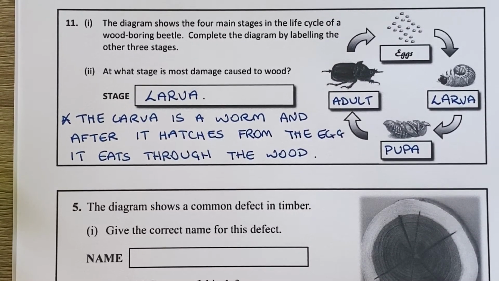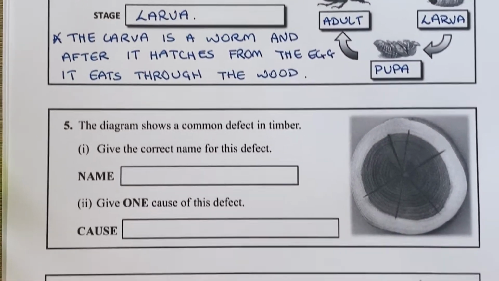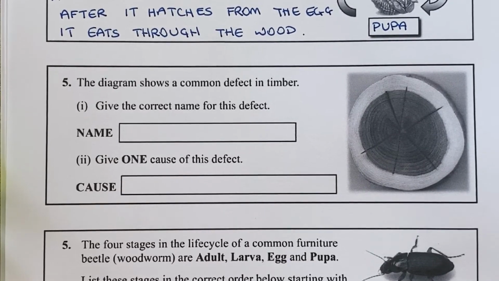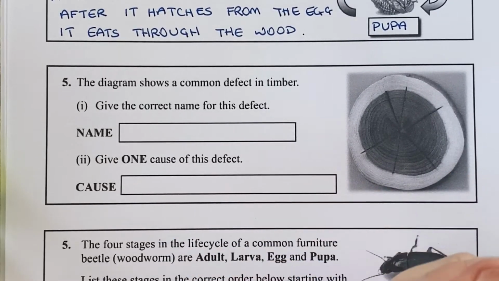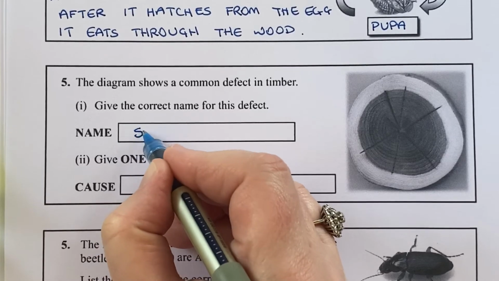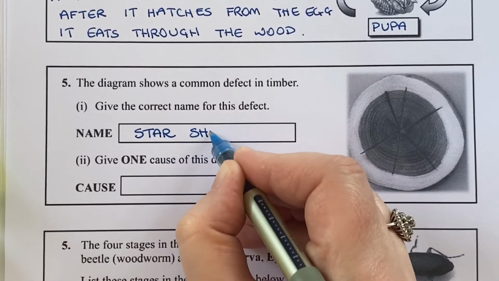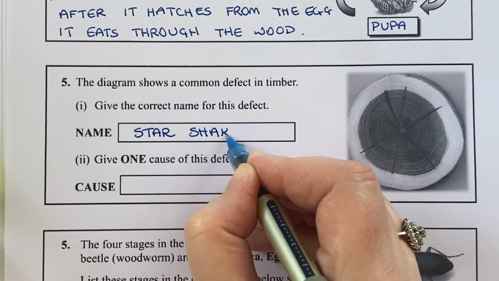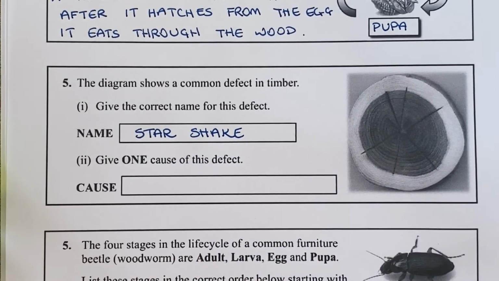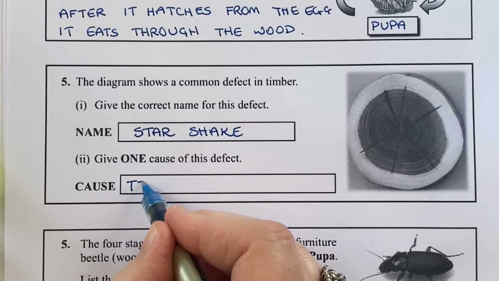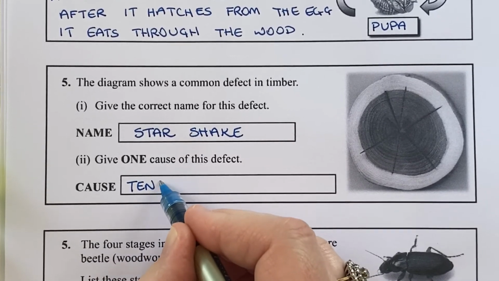All right, moving on. We're back to shakes here, so I'm not going to say too much about that because we already had it. The correct name for this one is the star shake. Fairly easy enough one to remember. One cause, as we said already, is tension forces released suddenly.